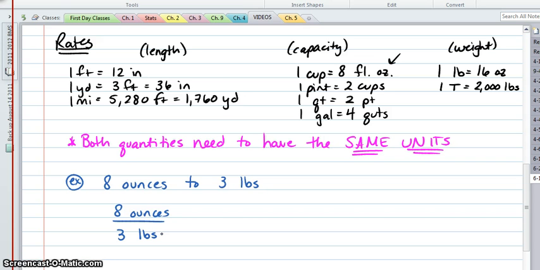So in this case, we want to go ahead and look up at our list, and right here, ounces and pounds, we know 1 pound is equal to 16 ounces. So we could go ahead and take our pounds and multiply it by 16, 3 times 16. That will give us, let's see, 3 times 10 is 30, 3 times 6 is 18, so that's 48 ounces. And we will keep the 8 ounces on top. And we can simplify that now to 1/6. Okay, so 1 ounce to 6 ounces.